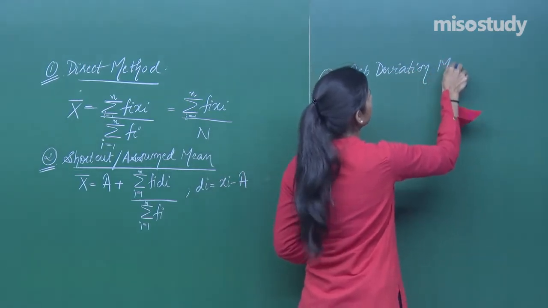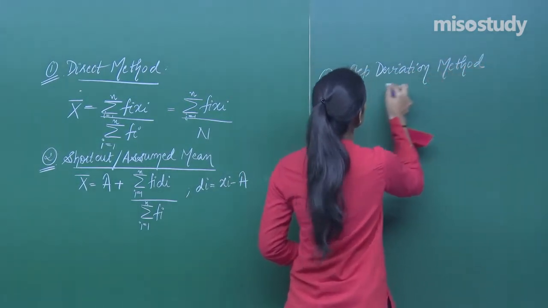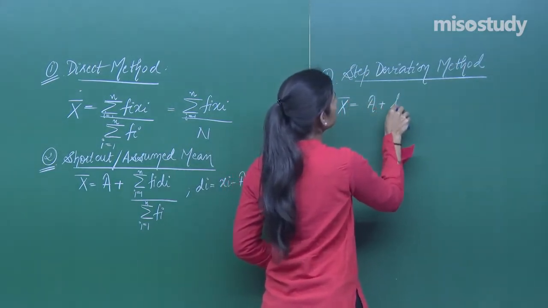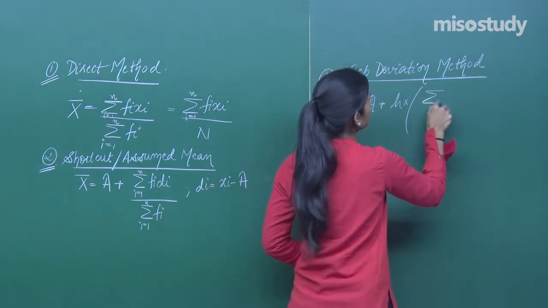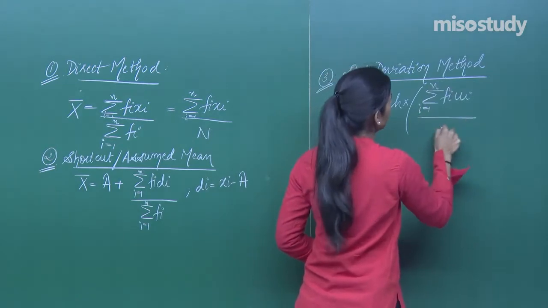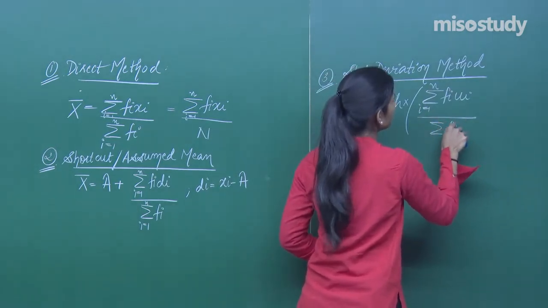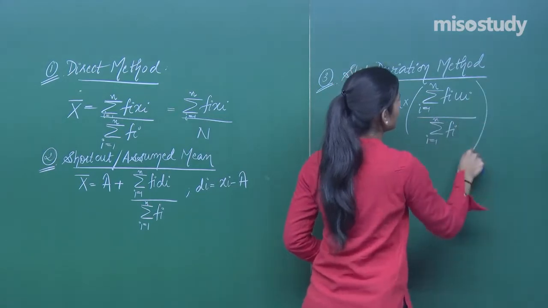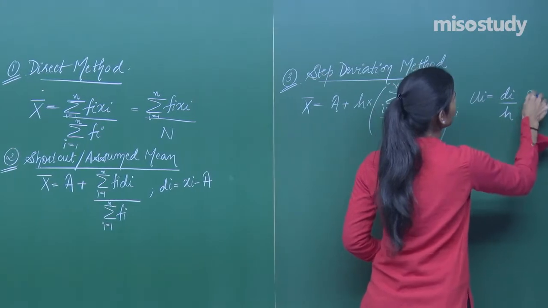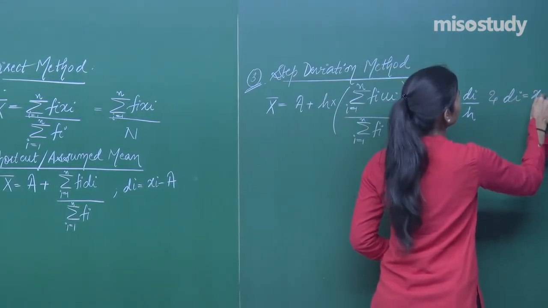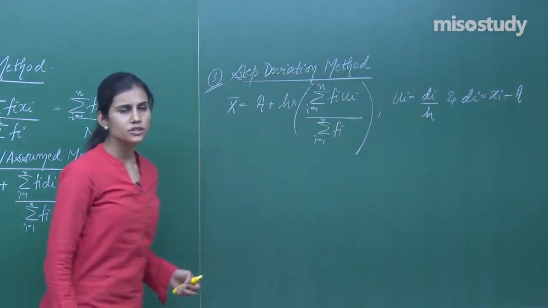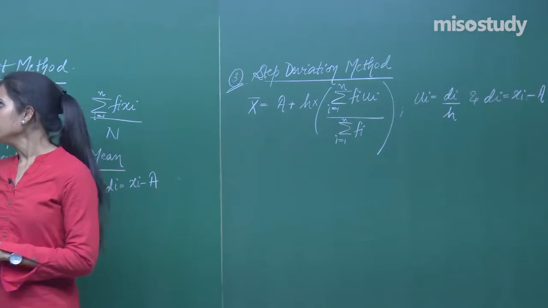The step deviation method involves the usage of h and says that mean is assumed mean plus h multiplied by summation fi ui, i varying from 1 to n, whole upon summation fi, i varying from 1 to n, where ui is actually di upon h and di is again deviations of xi's from the assumed mean. These things are clear to you, you just need to write these 3 points. Let's move on to the next question.